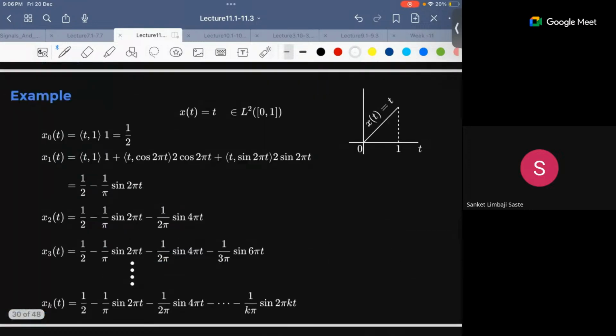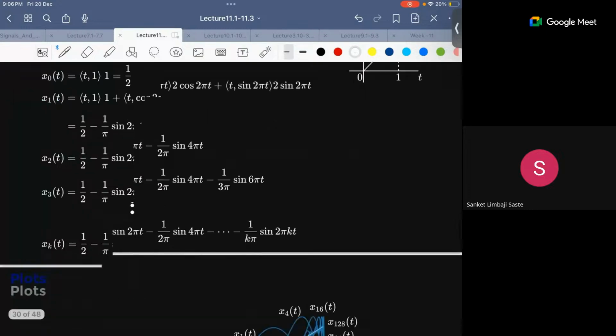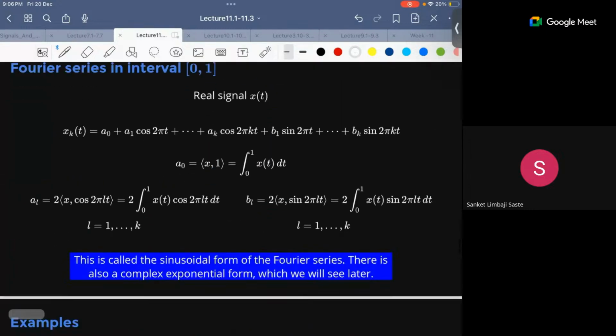If you see the later part, this is what the Fourier series is. A naught, what is a naught? A naught is x(t) inner product with 1, right? You can directly calculate it. If you have to calculate the inner product of x and 1, how do you calculate? Integration of x(t) times y(t). y(t) is 1. So integration from 0 to 1. So this is what your a naught is.